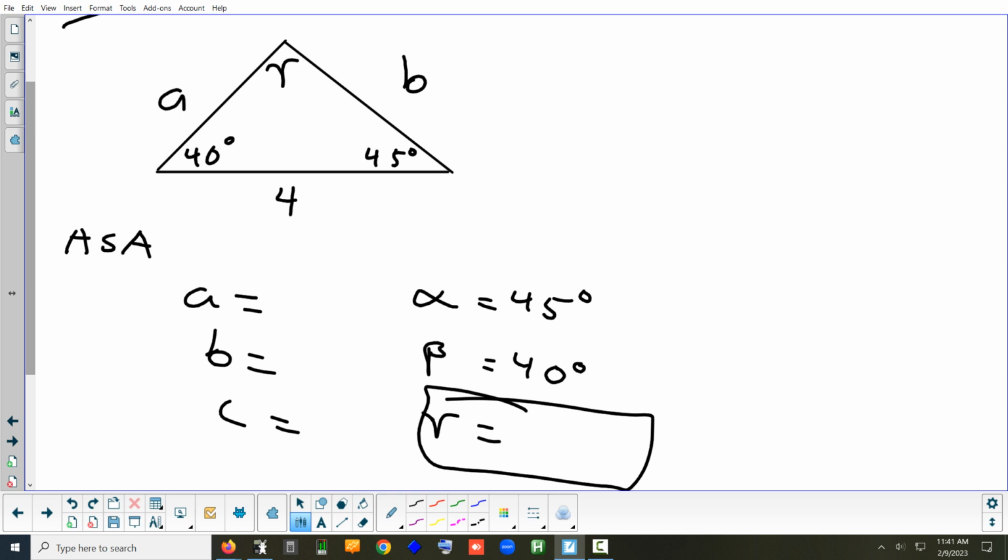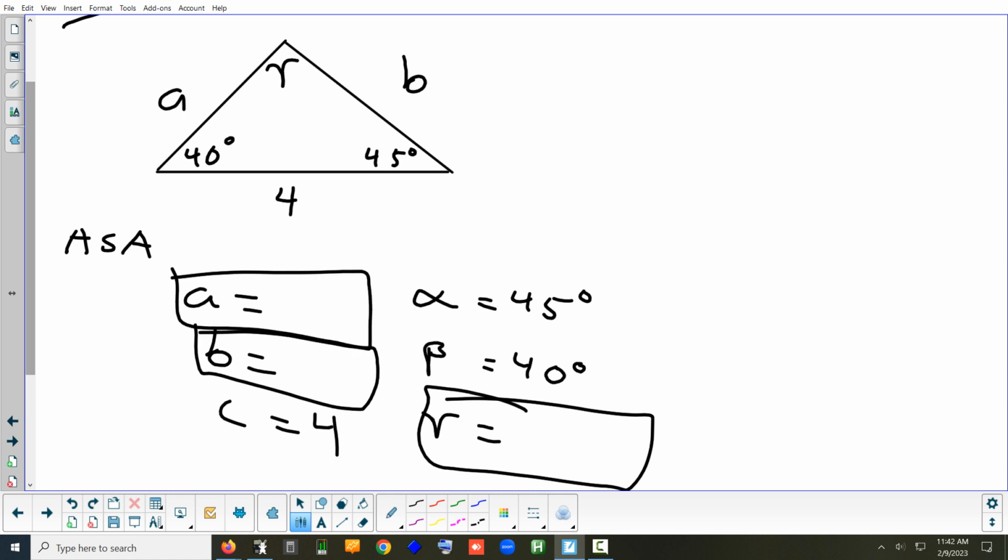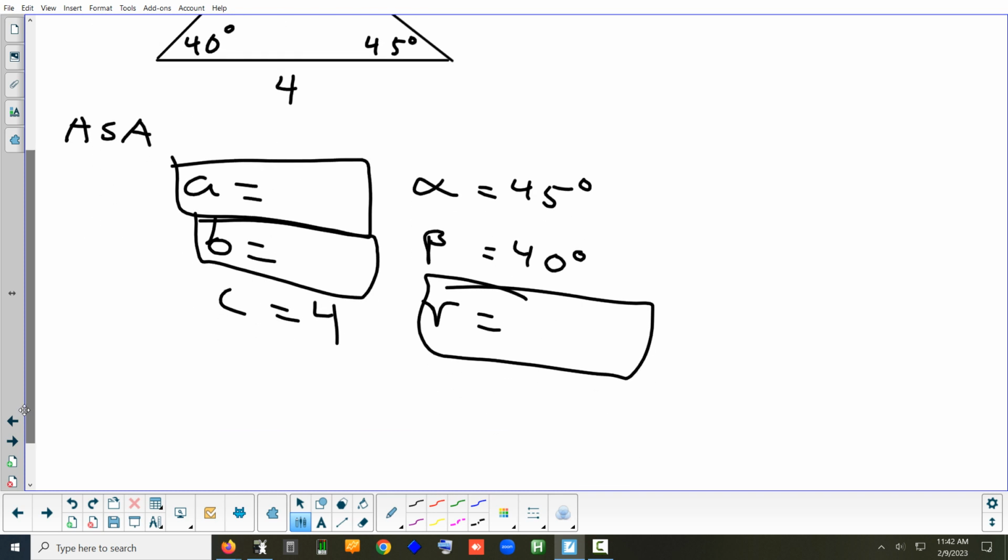Okay, so we'll come back. Let's just put this last one in first. Whenever you're given 2 angles, the third one is pretty quick to find. And what did you say it was, Angel? 95.